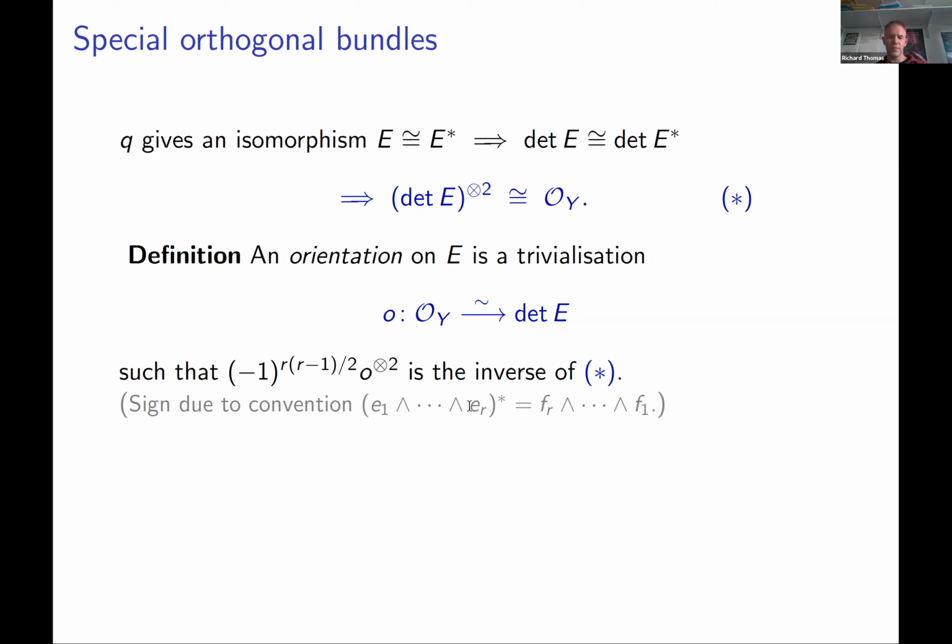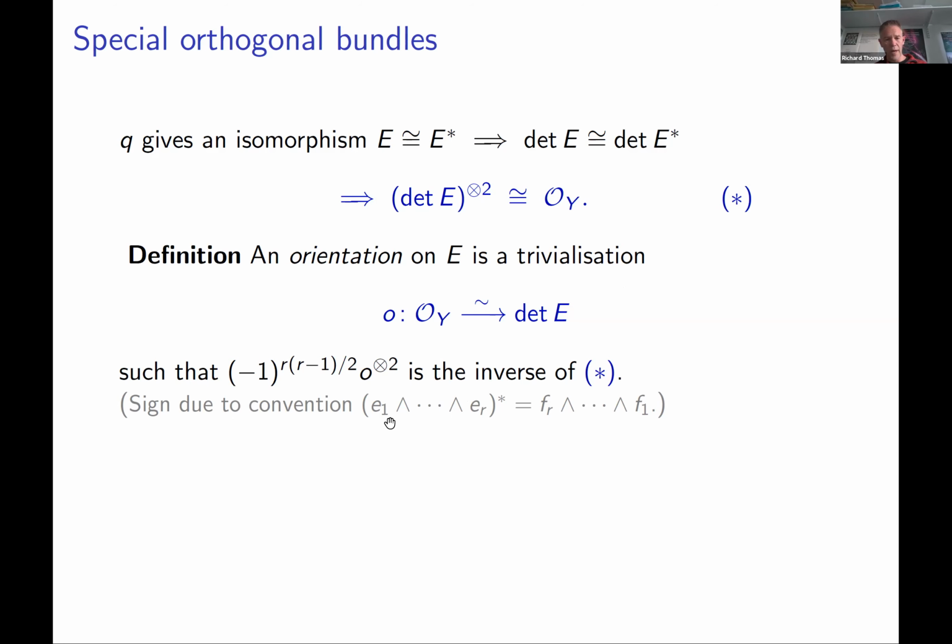And the way signs work is a real pain, but you have to put up with it. So due to this convention, if I take a local basis for E, it doesn't need to be orthonormal, and then I take the dual basis for F.